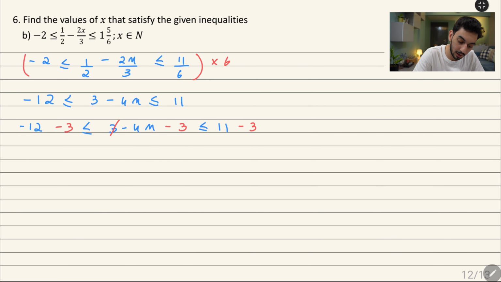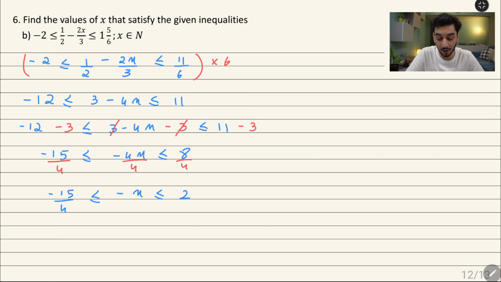From the middle one, the 3 and the negative 3 just go away. Now negative 12 minus 3 just becomes negative 15, less than or equal to negative 4x, less than or equal to 11 minus 3, which is just an 8. Okay, what do I do? I divide everybody by 4, so that I get rid of the 4 from there. So divide by 4 and divide by 4. So this becomes negative 15 over 4, less than or equal to negative x, less than or equal to 2.